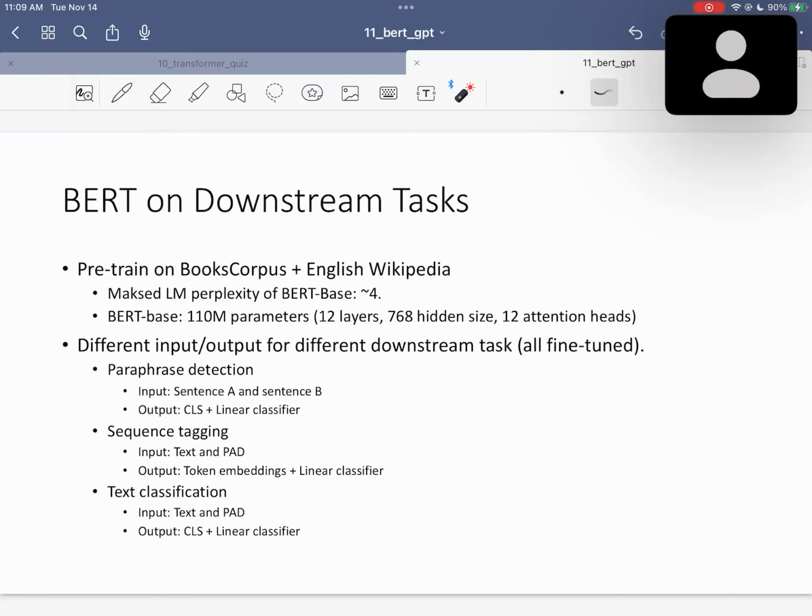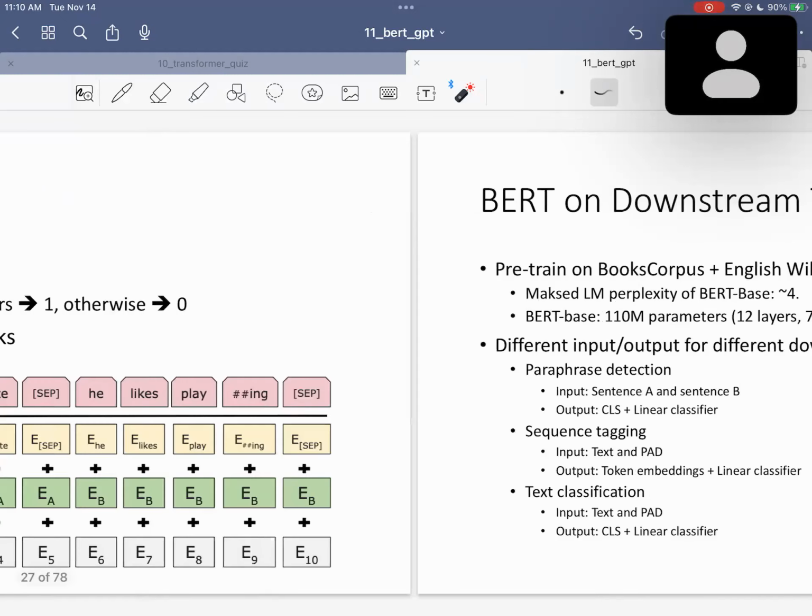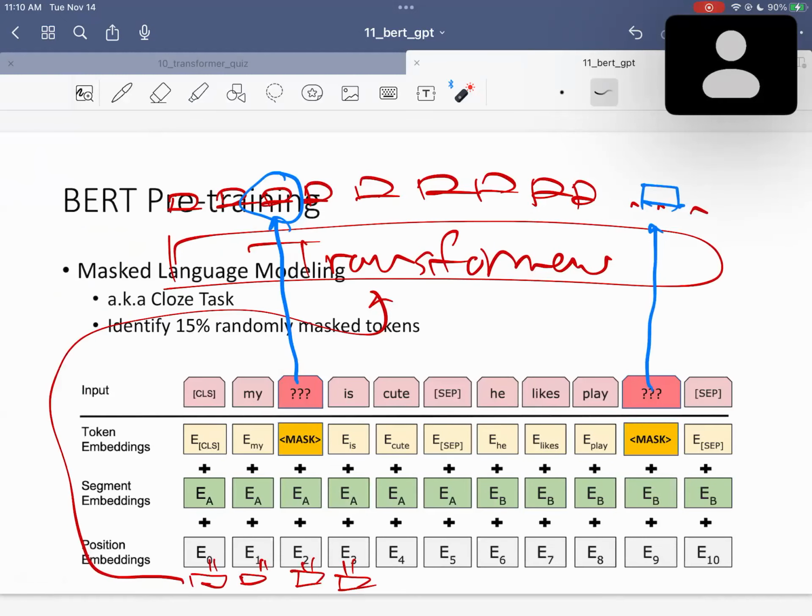A question from Maza. So if we have 20 tokens and we put them in the transformer and randomly choose 15%, which is 3 tokens, and use mask tokens for them, but use original tokens for the other 17, is my understanding correct? Yes, that is precisely what happens. So you leave the unmasked ones alone, and you only mask out a random 15%.